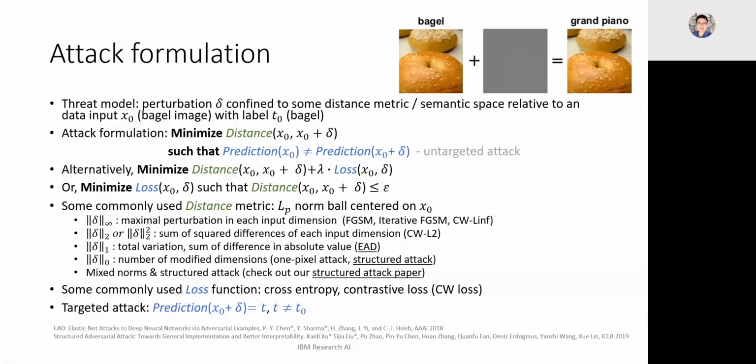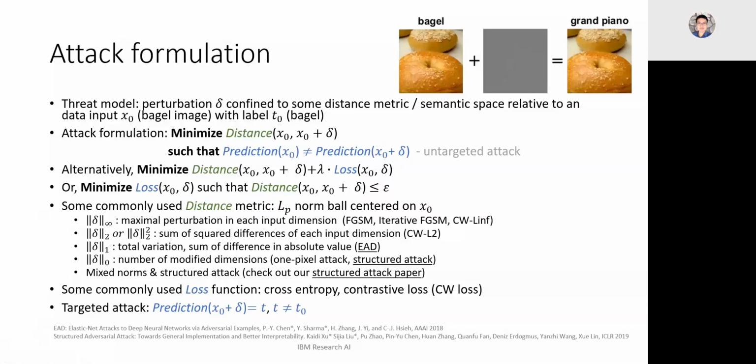We start from the easiest and mathematically well-defined distance, for example the Lp norm ball centered on x0. In this case, the distance between x0 and x0 plus delta really boils down to the norm of delta. Usually people consider different Lp norms. For example, the L infinity norm of delta basically means the maximum perturbation allowed in each input dimension. The L2 norm is basically the sum of squared differences of each input dimension.